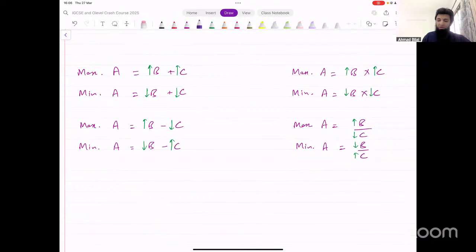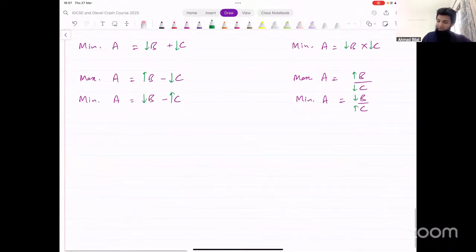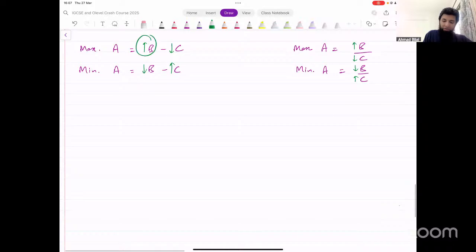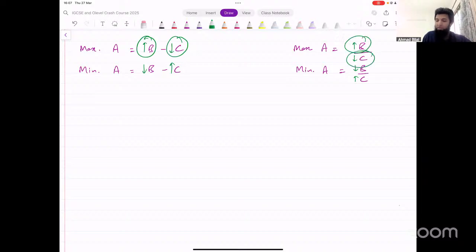When we're adding or multiplying, we want to maximize and minimize those numbers as they are. For example, if you want to maximize the whole quantity, we want the individual numbers to be maximum. If we want to minimize the whole quantity, we want the individual numbers to be minimum. But for subtraction and division, if you want to maximize something, the first number has to be maximized and the second number has to be minimized. And for the minimum possible value of something, it will be the other way around. Okay?